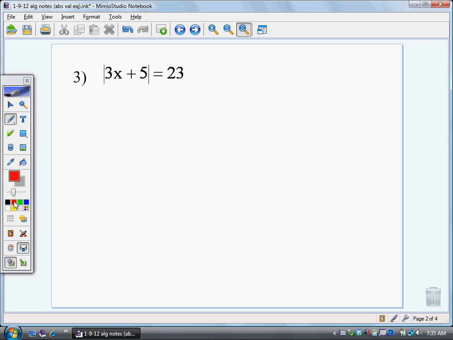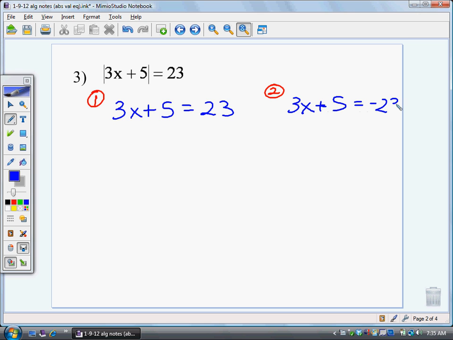And this one is basically the same thing as the last one. We have to consider that the stuff inside the absolute value symbol, 3x plus 5, could be equal to 23. But we also have to consider the fact that the thing inside the absolute value, 3x plus 5, could be equal to negative 23. And so on each of these, you're going to subtract 5 first.